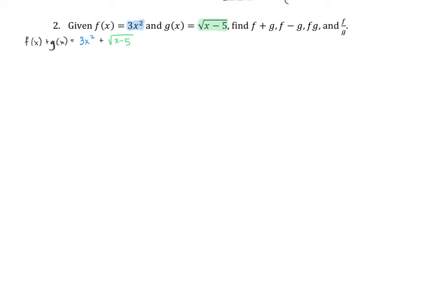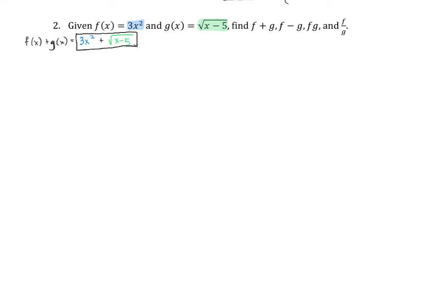All right, so we're adding these two together. 3x squared is not under a radical. x minus 5 is under a radical. There's nothing that I can do here to simplify that. So this is all I can do, is just write it out as a sum. That is the sum of f and g of x, sorry, f plus g of x.